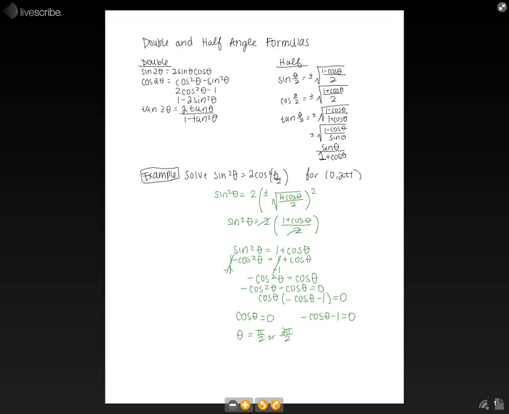So now we solve the negative cosine theta minus 1 equals 0. Add 1 to both sides, and you have negative cosine theta is equal to 1. And if you divide each side by negative 1, you'll have cosine of theta is equal to negative 1. So using the unit circle again, cosine of theta is equal to negative 1 between 0 and 2 pi when theta is equal to pi. So for our theta, we could have pi over 2, 3 pi over 2, or pi as an answer to solve for this equation.